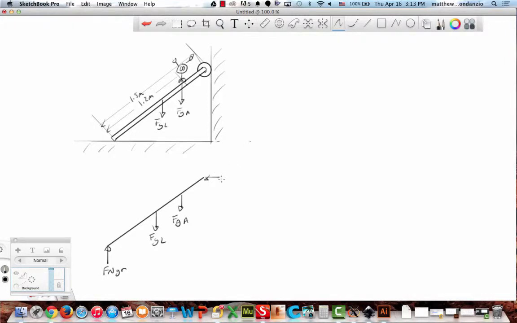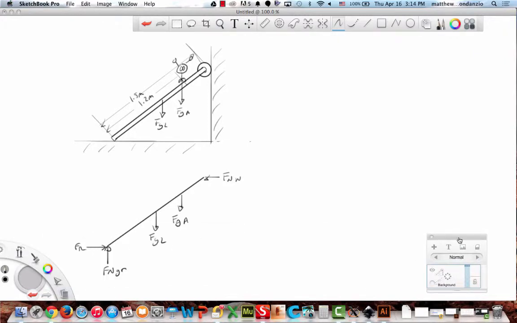Okay, focus. Normal force from the wall. Force friction. And force friction going what direction? To the right. Force friction. Okay? Everyone with me?